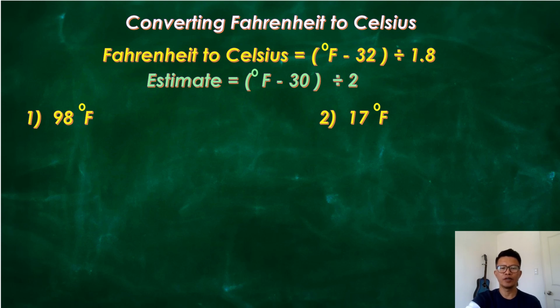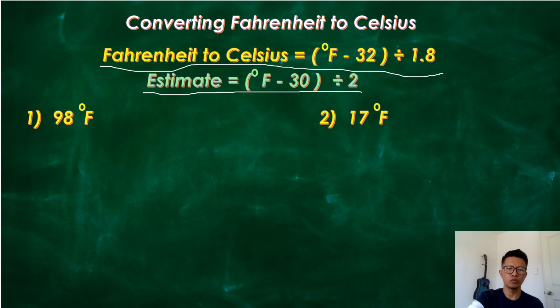So we have this formula, Fahrenheit to Celsius, that is equal to degree Fahrenheit minus 32 divided by 1.8. And another formula for estimation, we have estimate is equal to degree Fahrenheit minus 30 divided by 2. So 32 is rounded off to 30 and 1.8 is rounded off to 2. Okay, so let us start with example number 1.